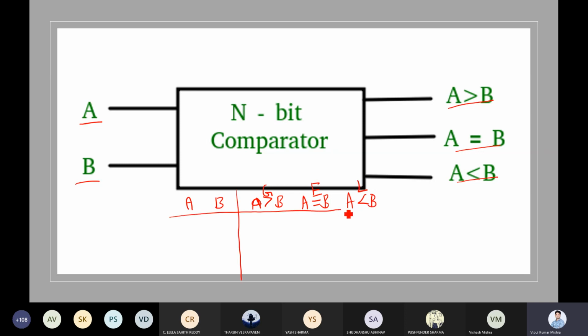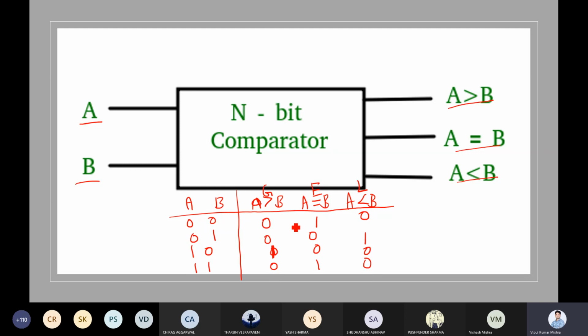Now let us draw the truth table. For 0 0, what about the output? If input is 0 0, equal to will be 1, and the other two will be 0. Now 0 1: that gives 0 0 1. Then 1 0 gives 1 0 0, and for 1 1, we have 0 1 0.